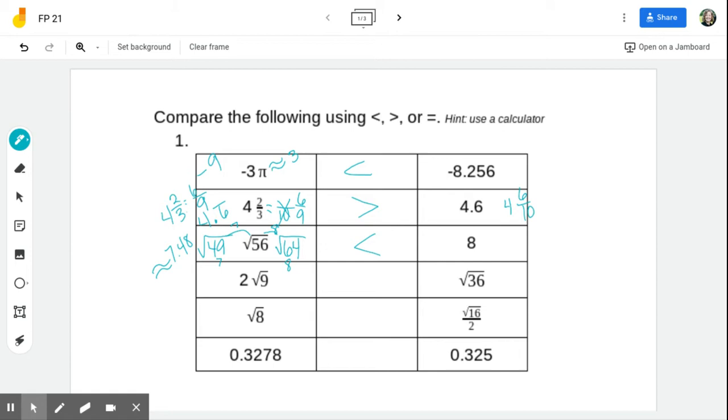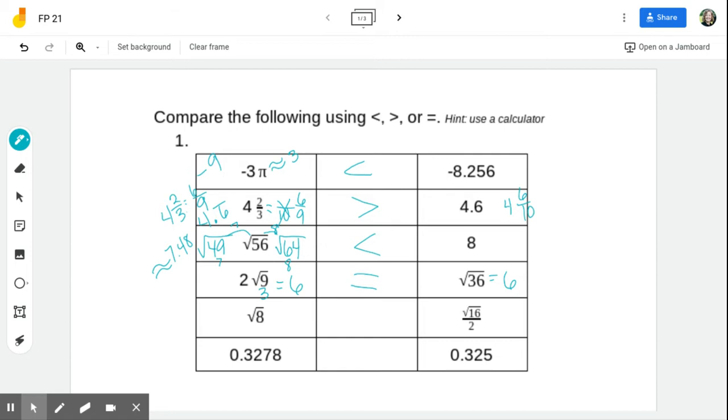Okay, so now we have 2 times the square root of 9, or 2 root 9, and then we have the square root of 36. So 2 times the square root of 9, well, the square root of 9 is 3, so 2 times 3 is 6. And what is the square root of 36? It is 6. So these two expressions are equivalent.